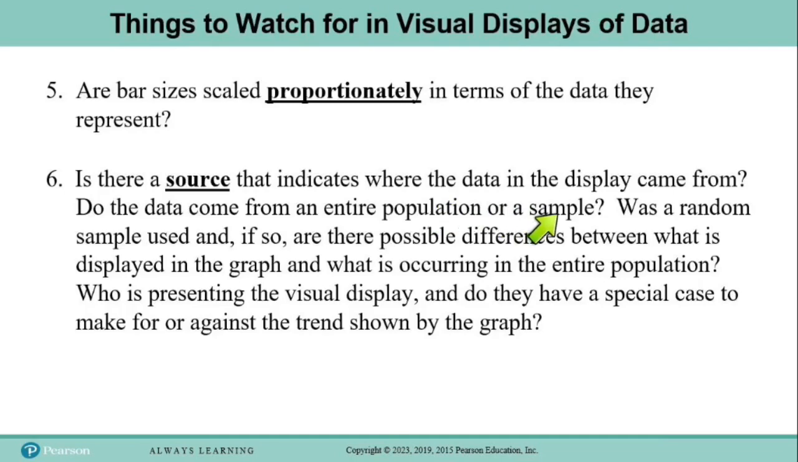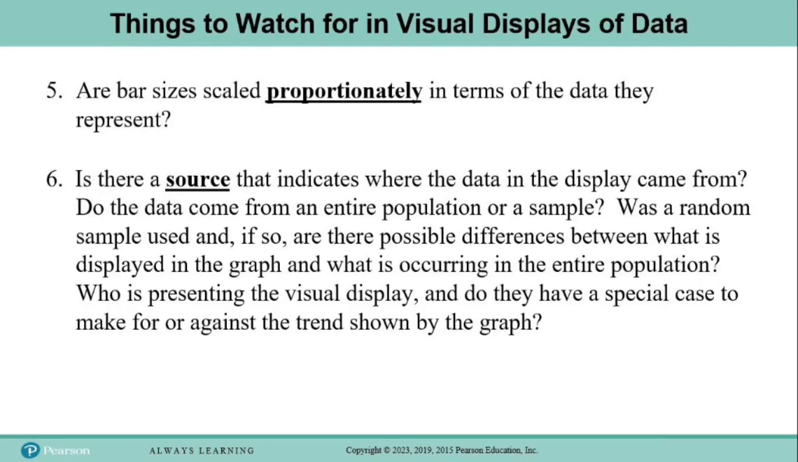One thing we tend to do these days especially is look at data that represents a sample and then assume that it represents the entire population, but it may not. That's one thing we have to be careful about. So, was a random sample used?